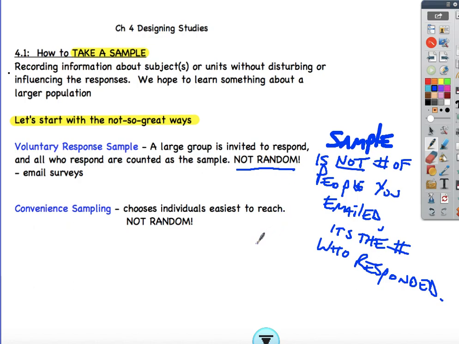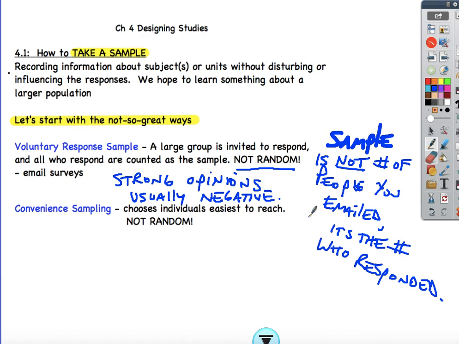People who take the time to fill out a voluntary response sample probably have strong opinions. These are the people who are just all fired up and they want to be heard, and so they're going to send back their opinion. And usually the strong opinions are negative. I think that's pretty much it on voluntary response.